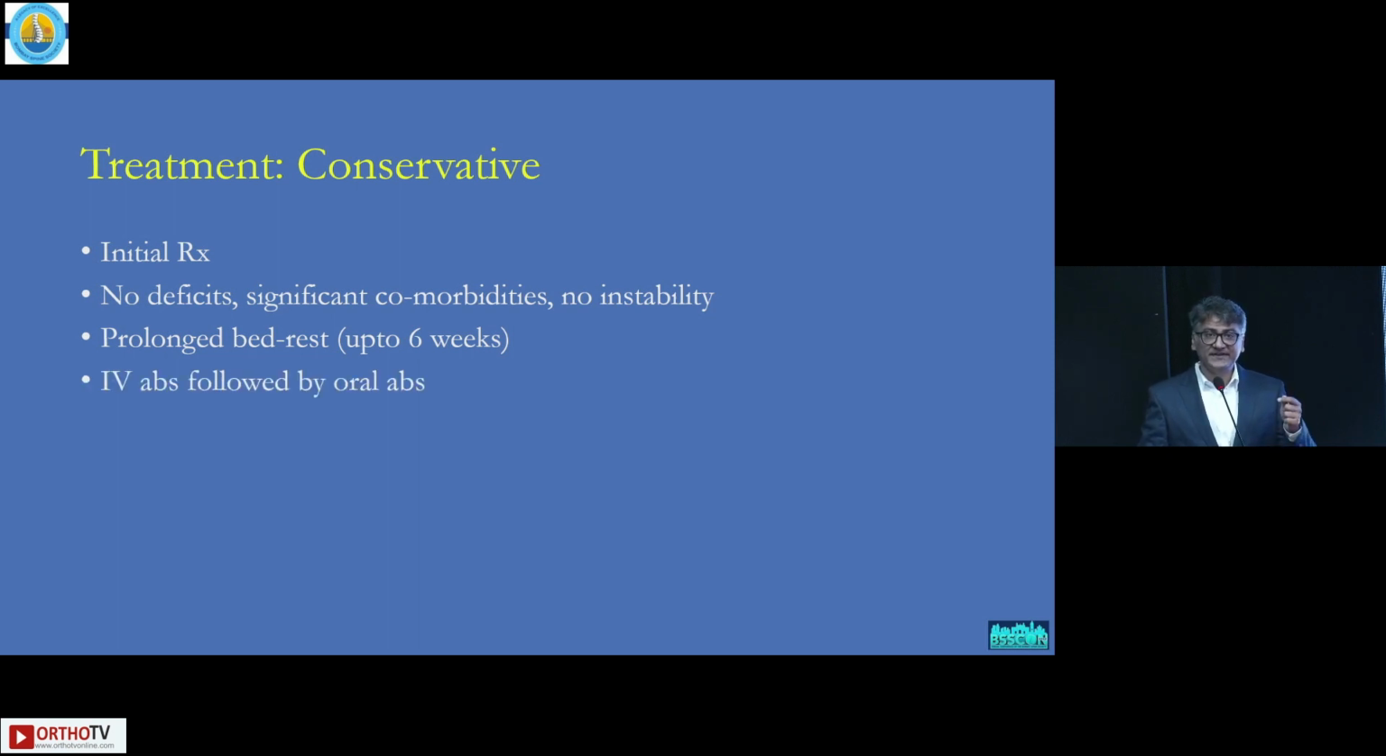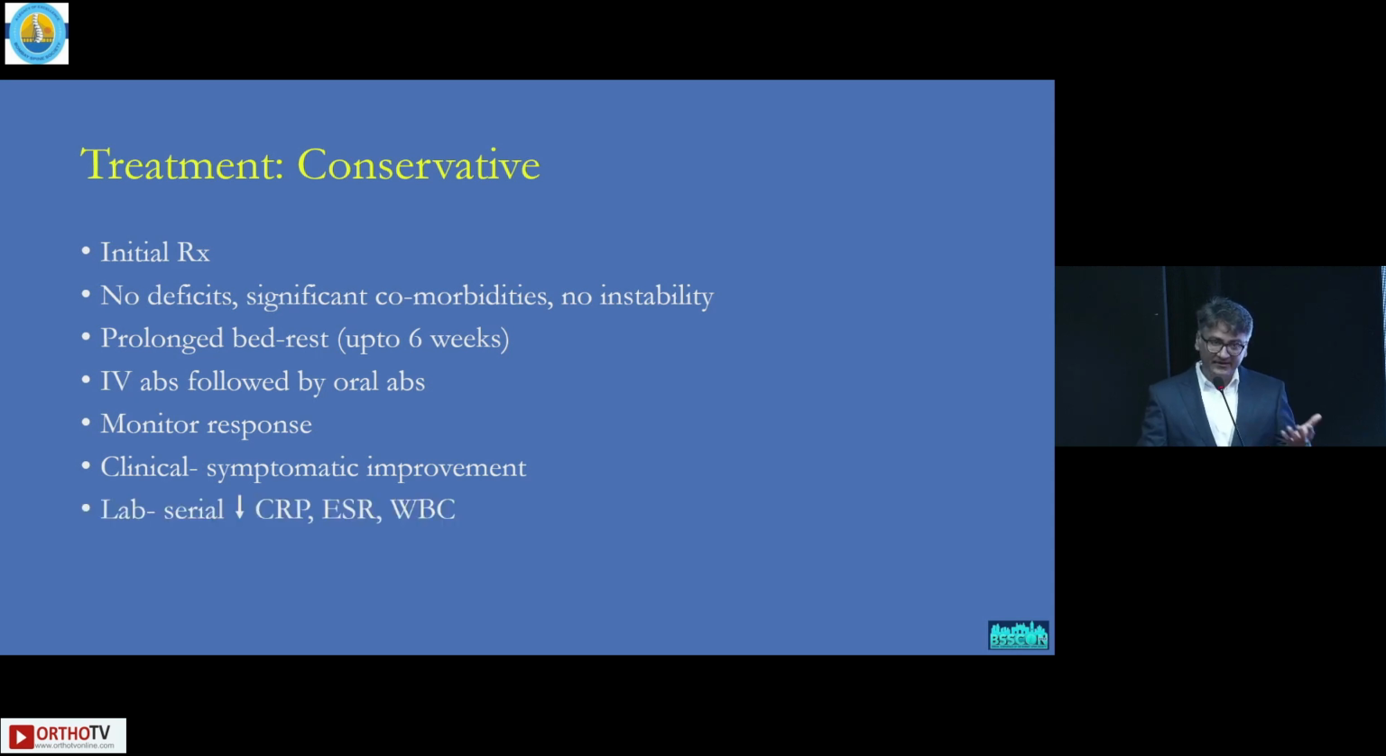IV antibiotics are the mainstay. I believe we have a lecture coming up on IV antibiotics. We'll just touch upon that. Typically 6 weeks of IV antibiotics followed by 6 weeks of oral antibiotics. Whether they are sensitive antibiotics based on biopsy or empirical depends on how you approach the patient.